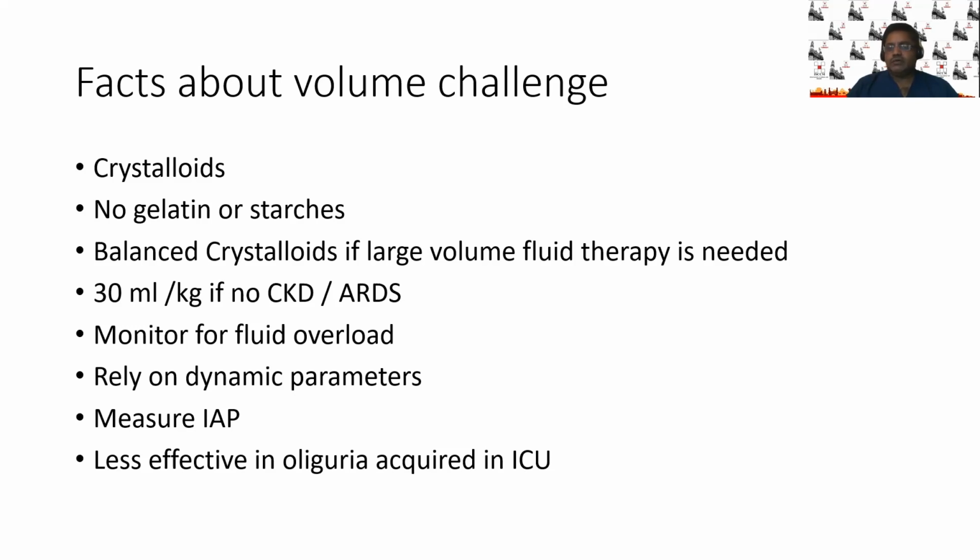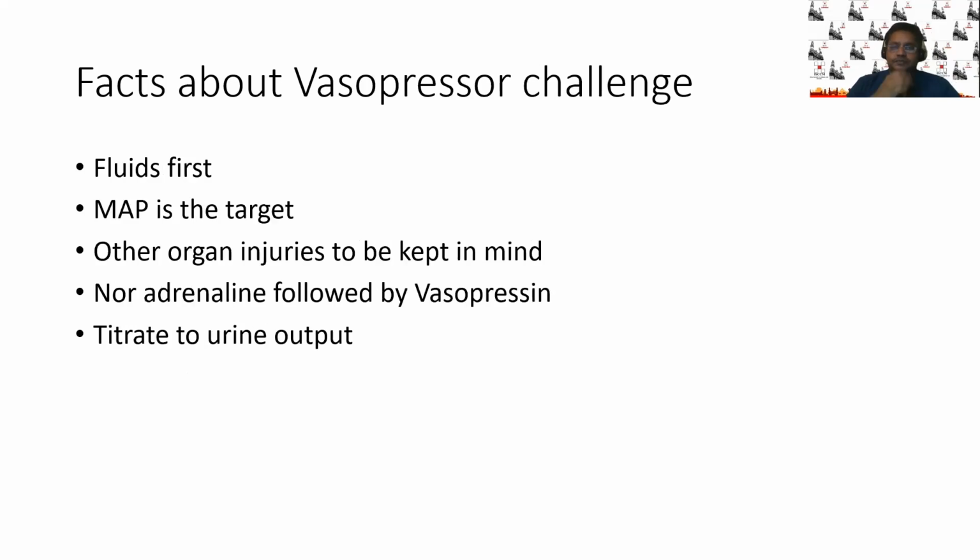But all patients who have got volume resuscitation, large volume resuscitation, should get their intra-abdominal pressure measured because we do not know at what intra-abdominal pressure the renal perfusion pressure actually falls. Volume challenge is probably effective in those patients who get admitted to the hospital with oliguria, but it is less effective in those patients who develop oliguria in the intensive care unit. So new onset oliguria in the ICU may not respond so well to volume challenge.